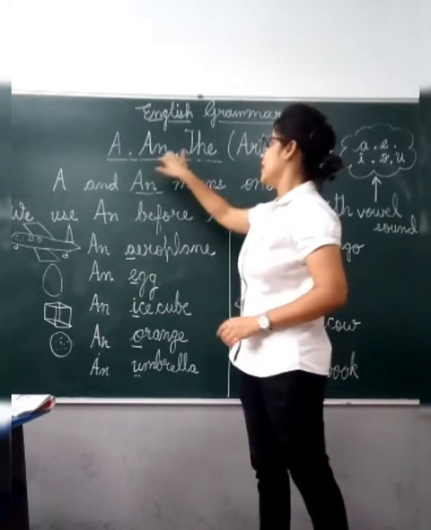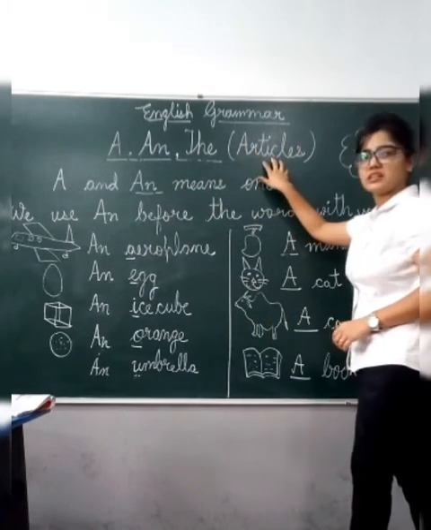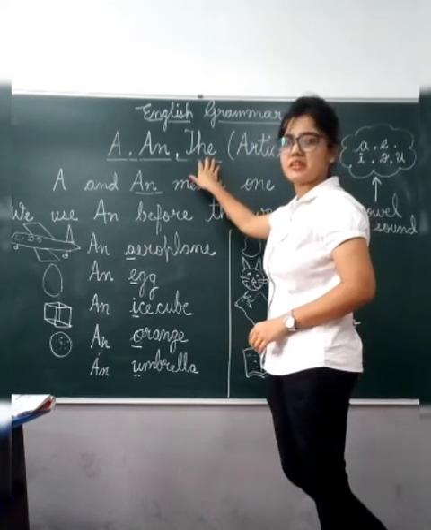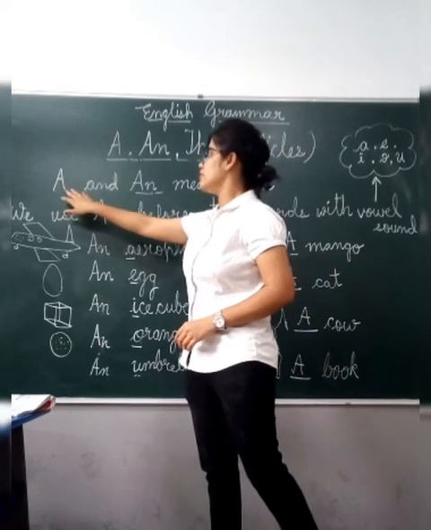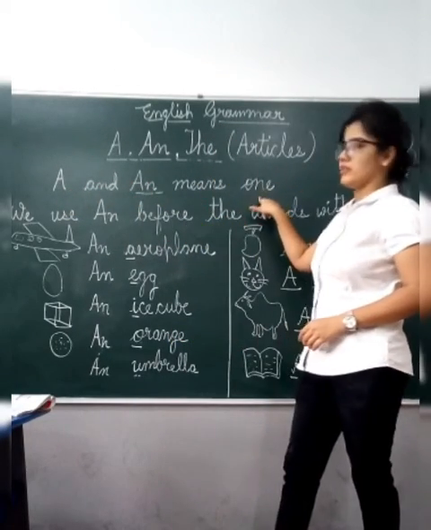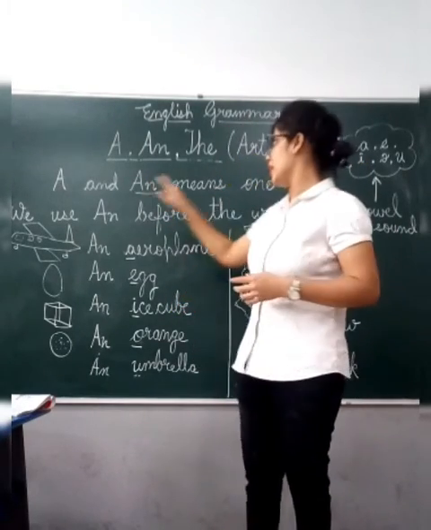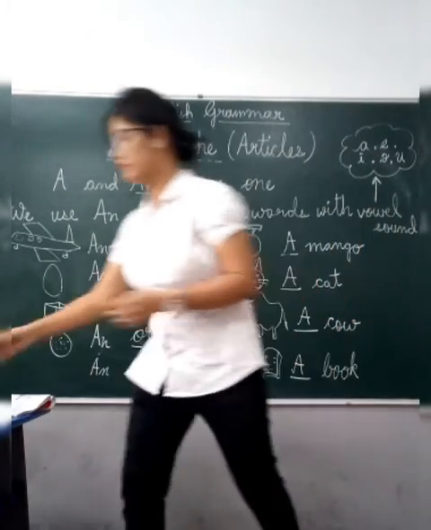The object is a and the. A and the are also called articles. We will learn their use separately. First of all, I will tell you about the use of a and an. A and an mean one. Means when we talk about one object, then we use a or an.